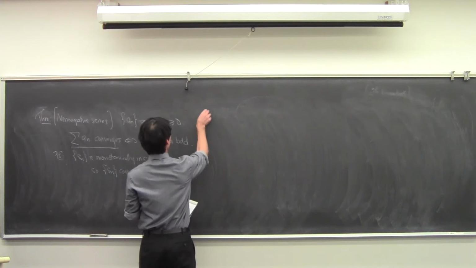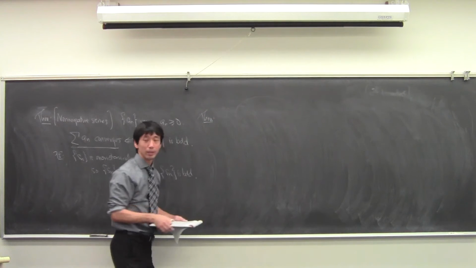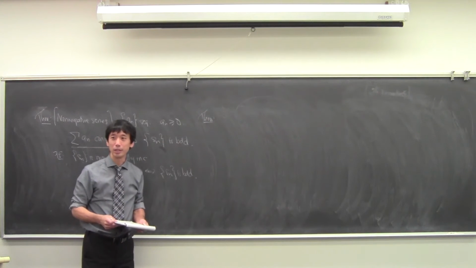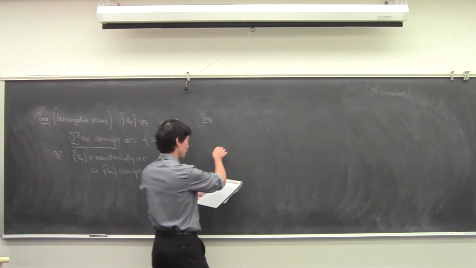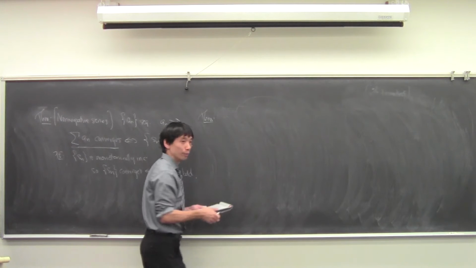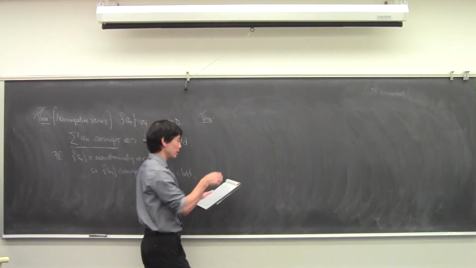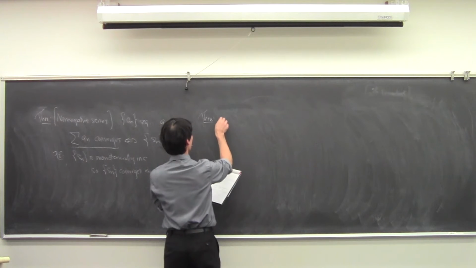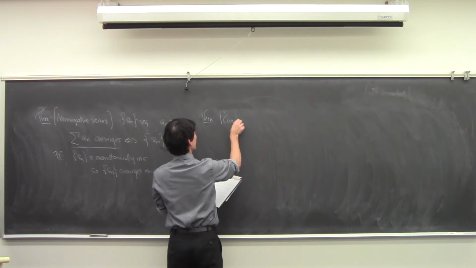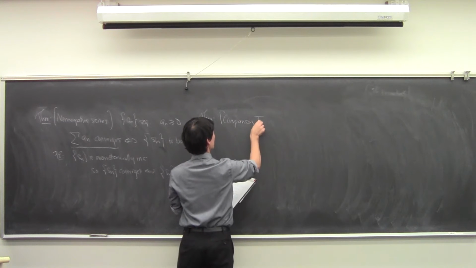Okay, so next thing, we're just going to run through a bunch of tests that you've seen before in Calculus 2, but we'll prove everything now. And some of them will be better than the tests you've seen before, because they'll involve the lim sup rather than the limit. Okay. So first off is the comparison test.